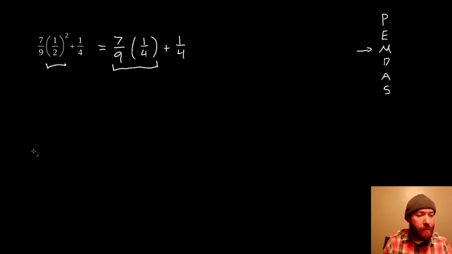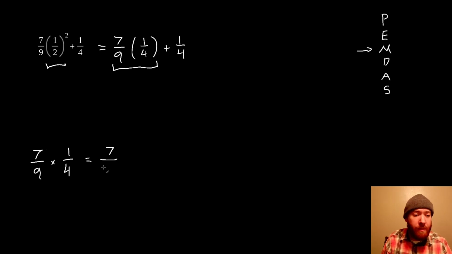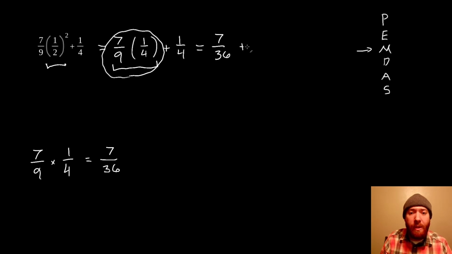Let's work that out down here. 7/9 times 1/4 is what? Again, we're multiplying two fractions, so we multiply the numerators, 7 and 1. 7 times 1 is 7. And for the denominators, we have 9 and 4. 9 times 4 is 36. So we can replace this part of the expression right here by 7/36. So our expression becomes 7/36 plus 1/4.